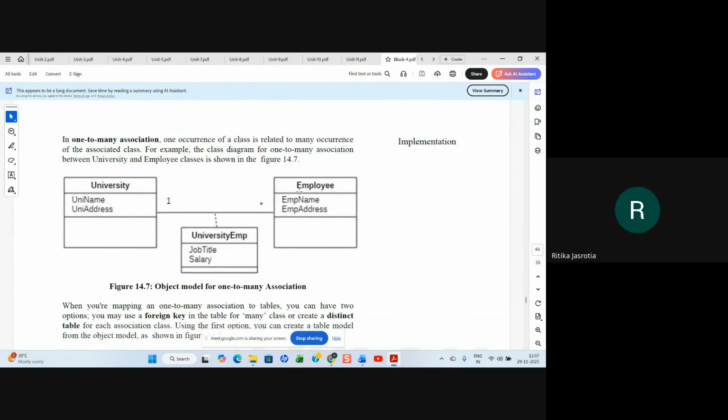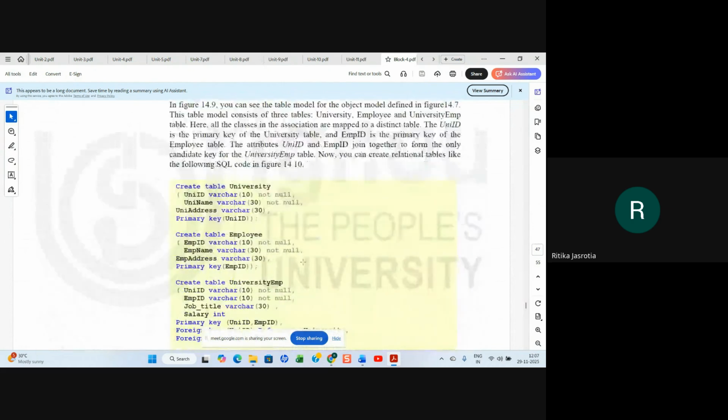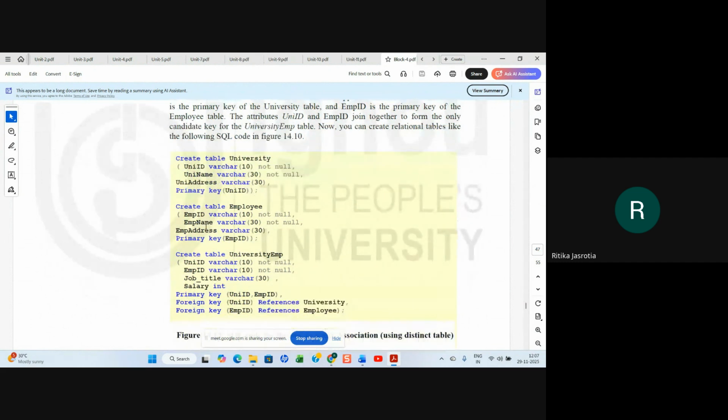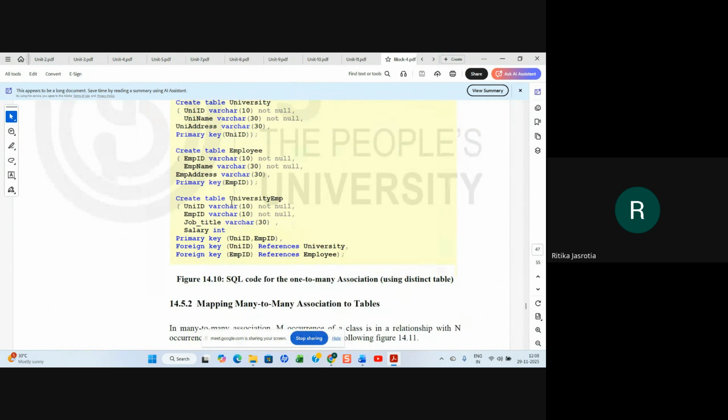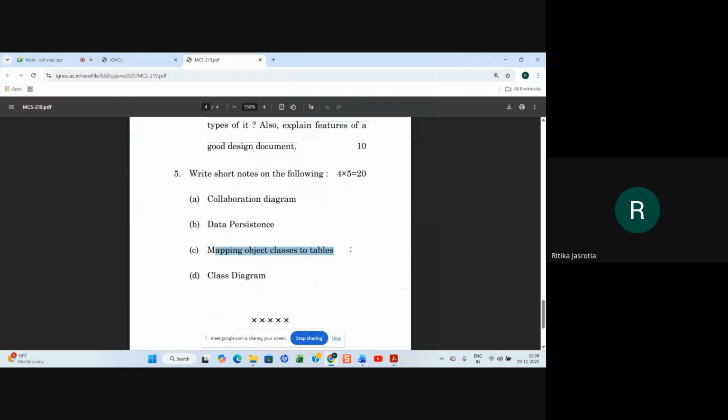You can also take university and employee with a one-to-many relationship. So here there will be three tables like this. The create table university has university ID, university name, university address, and the primary key is university ID. The employee table has employee ID, employee name, employee address, and the primary key is employee ID. And the third table, university employee, will have university ID, employee ID, job title, salary. University ID and employee ID are the two primary keys, and also the university ID is a foreign key from university, and employee ID is a foreign key from employee. So that kind of thing. You can take any example of mapping object classes to tables.